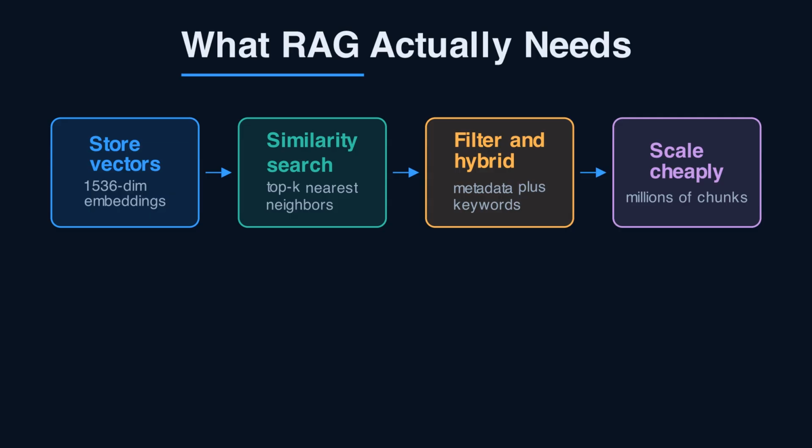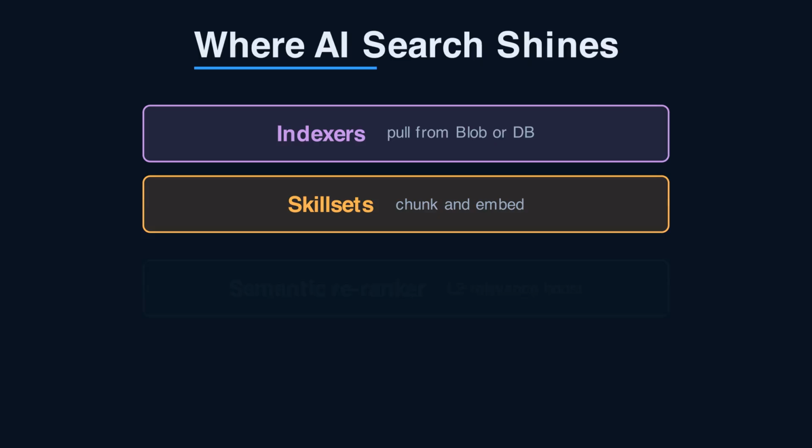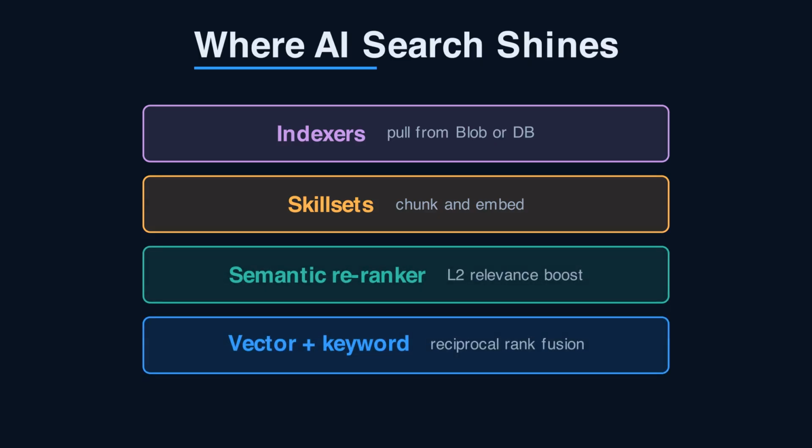Both services check these boxes on paper. The difference is how they're architected and what else comes along for the ride. Azure AI Search is a dedicated search engine, and retrieval quality is its whole job. Its killer feature is hybrid search. It fuses vector similarity with BM25 keyword scoring using reciprocal rank fusion, then optionally re-ranks with a semantic L2 model. In practice, that hybrid plus re-rank combination measurably beats pure vector search on relevance, which directly improves your grounding.